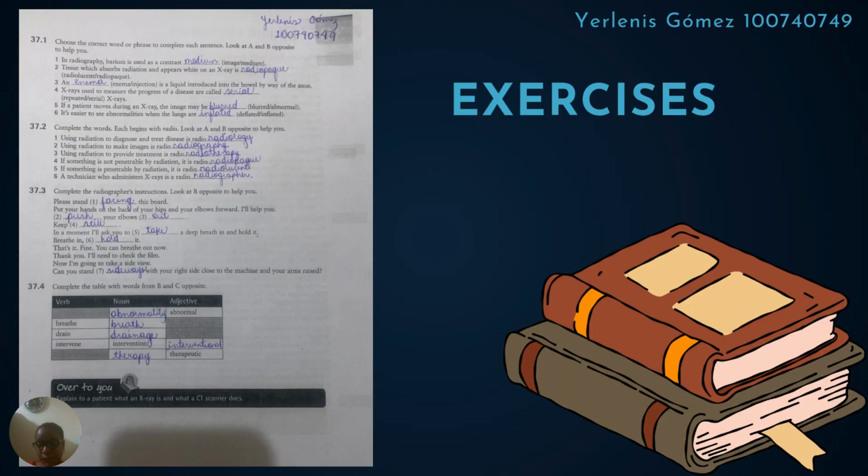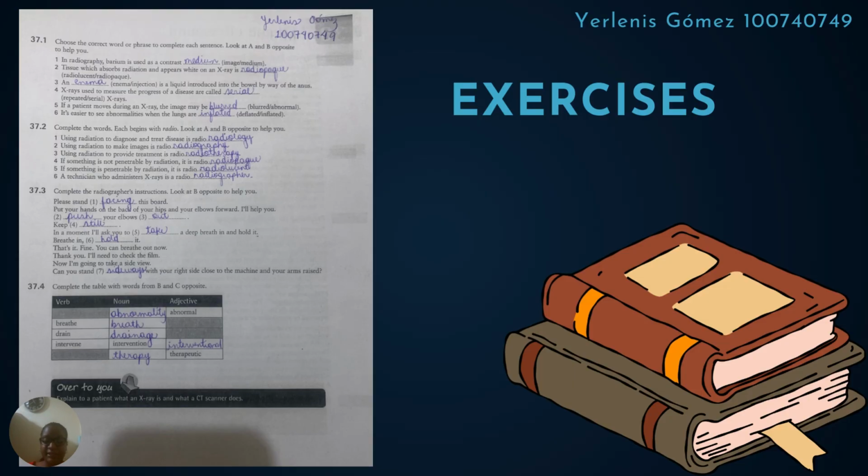Two, tissue which absorbs radiation and appears white on an X-ray is radiopaque. Three, an enema is a liquid introduced into the bowel by way of the anus. Four, X-rays used to measure the progress of a disease are called serial. Five, if a patient moves during an X-ray, the image may be blurred. Six, it's easier to see abnormalities when the lungs are inflated.